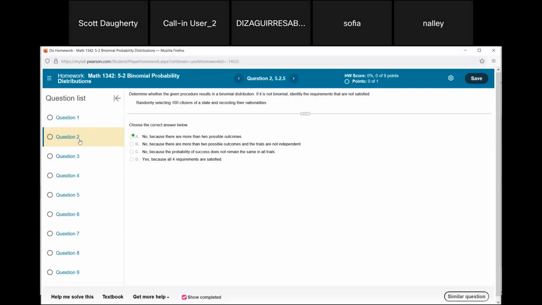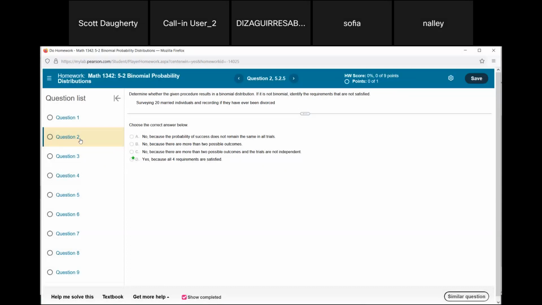Another example is if you randomly select 100 citizens of a state and record their nationalities. So again, n is 100, that's fixed. So it satisfies the first condition, but for the second condition, there's lots of different nationalities that people could have, so there's not exactly two outcomes, so this would not be binomial. By the way, binomial has the word bi in it, which means two, and that refers to having exactly two outcomes. And a lot of times that's the problem. You don't have exactly two outcomes.